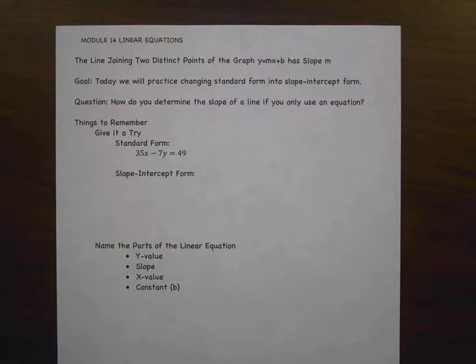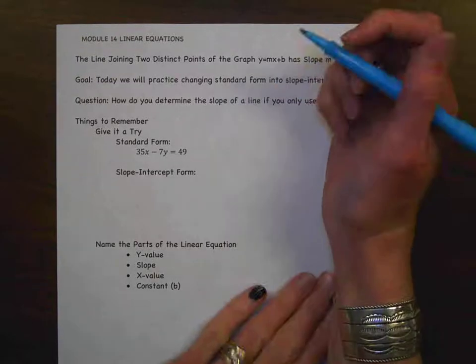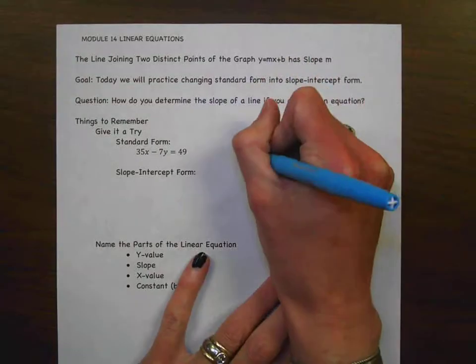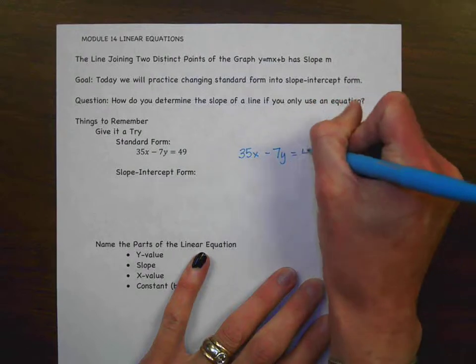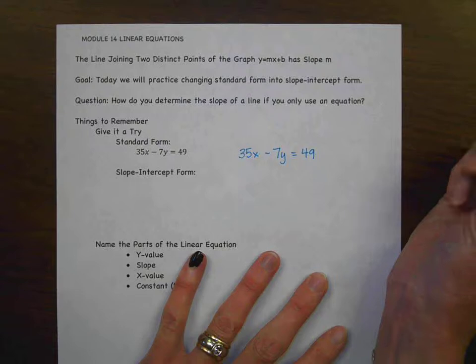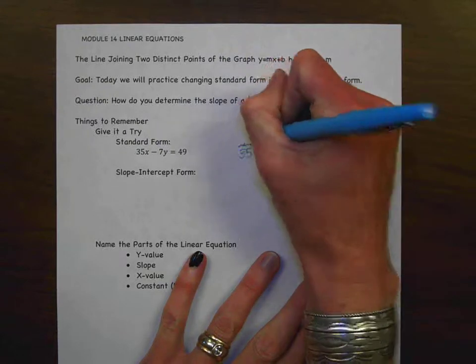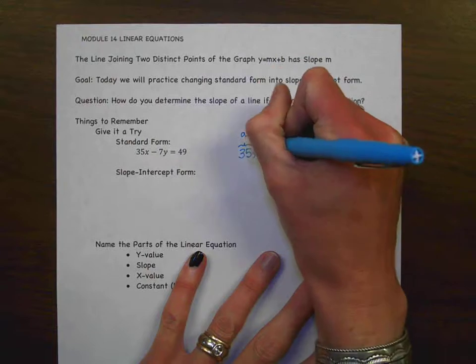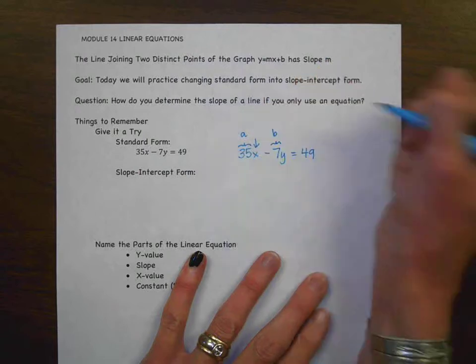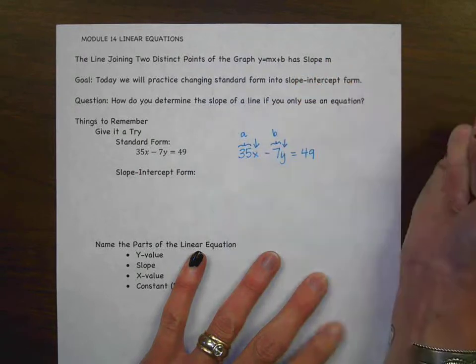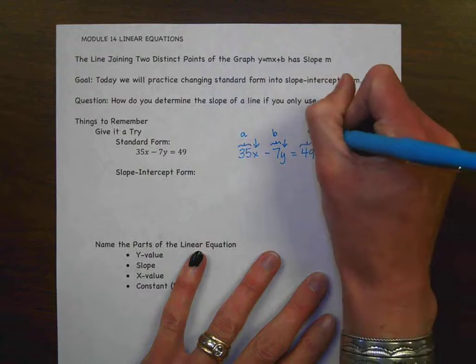So we're going to give it a try. The first thing that we see is the standard form equation that they are giving us to start with is 35x minus 7y equals 49. And so if you remember the process for doing this, you take 35x minus 7y equals 49, and we're going to go ahead and identify each part. So the 35 is actually the a, and then you have the x value, right, minus 7 is going to represent the b, and then you have the y value, and then 49 represents the c.